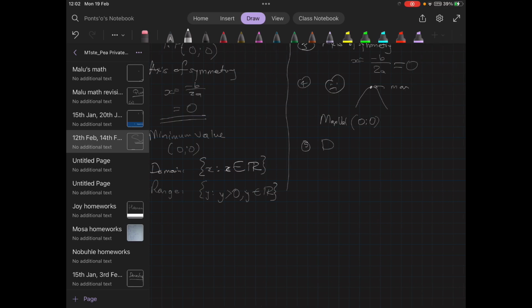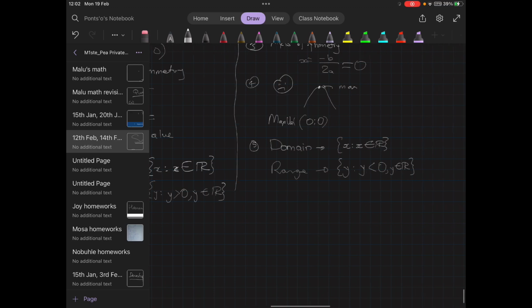I like that. So our domain would be also the same as that: the set of x values such that x is an element of real numbers, and the range is the set of y values such that y is negative or less than 0, and y is also an element of real numbers.